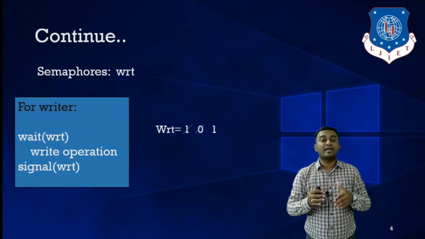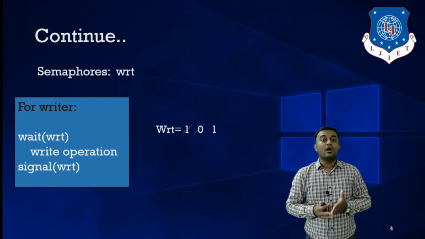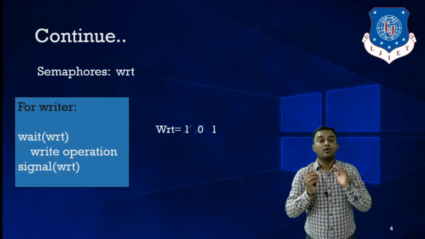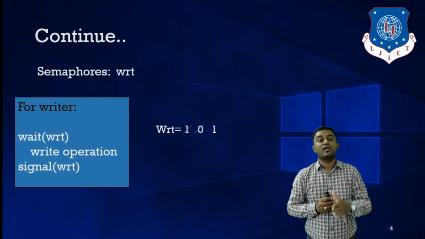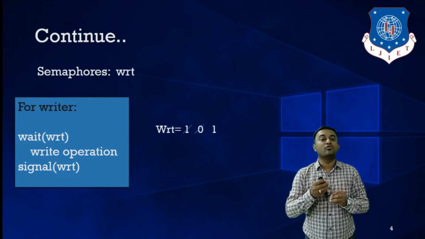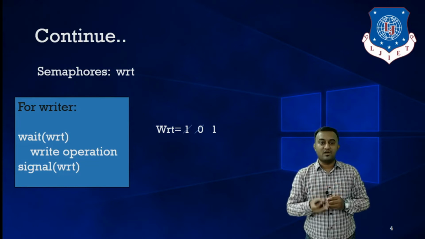So those who are directly watching this video, I strongly recommend that if you want to understand this concept very well, you need to visit the earlier video of semaphore first, then you will be able to understand this concept. So wait means what? Wait will simply decrement the value by 1, and signal will simply increment the value by 1.